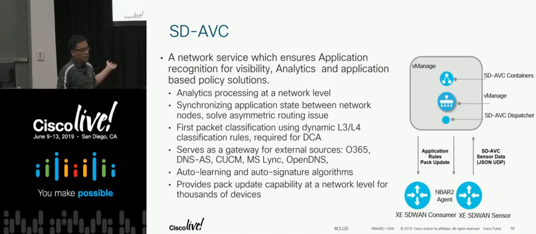The answer is you need to use the SD-AVC to solve that asymmetric routing issue. Is there a way to use that with the vEdge, or is that only with the cEdge? You need the cEdge. The SD-AVC is only supported with the cEdge, the ASR and ISR products. We call it the XE-SD-WAN product.